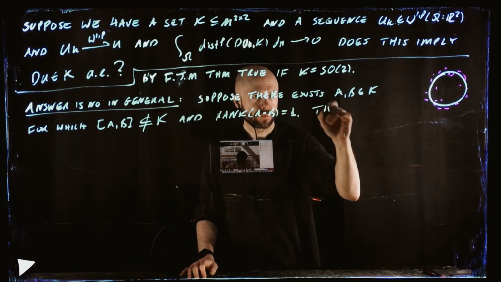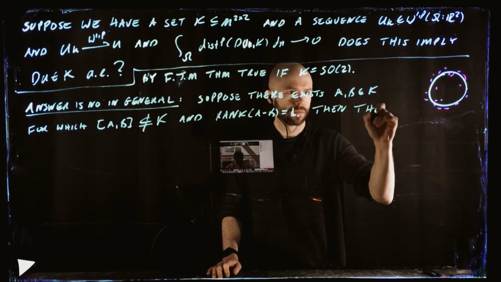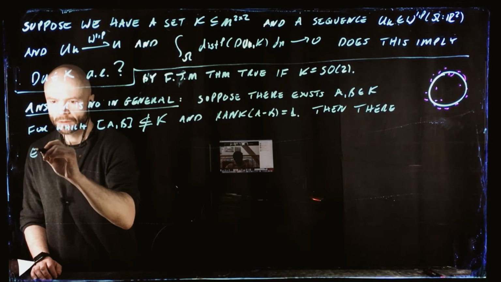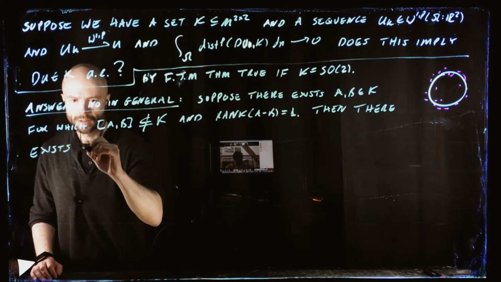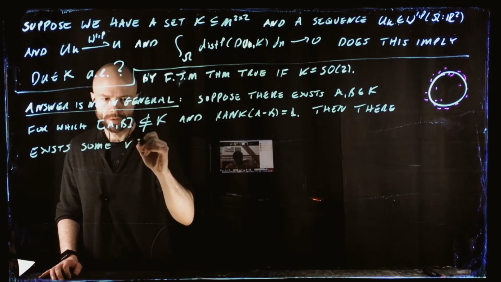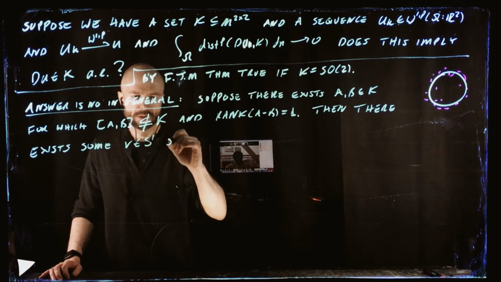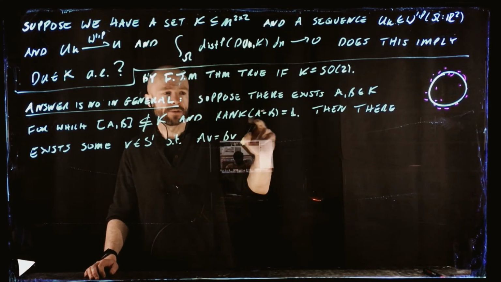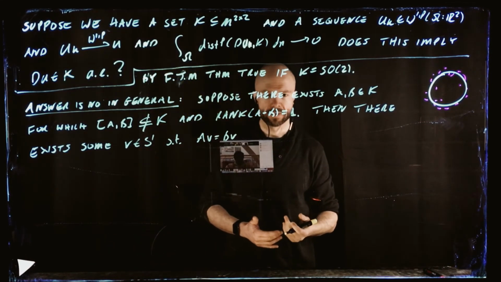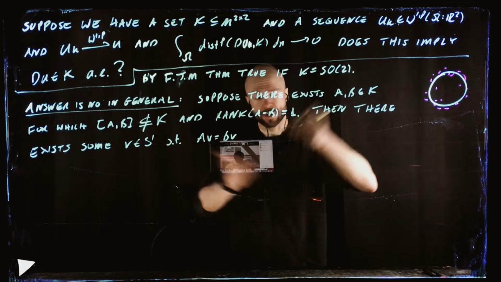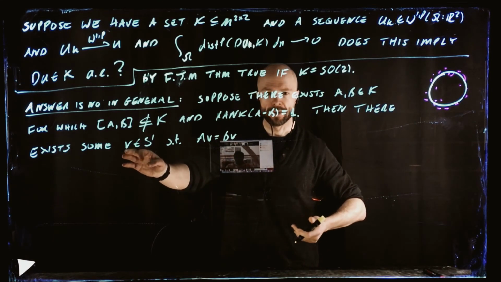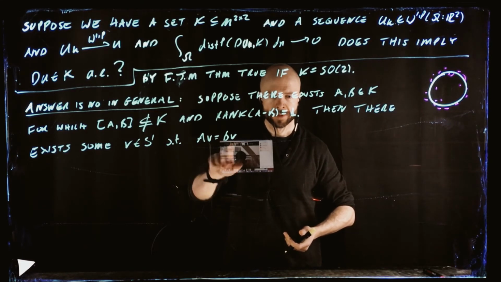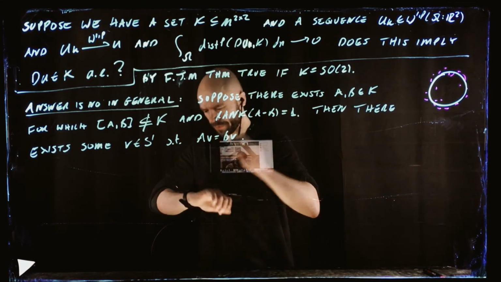Then there exists some V, let's take it to be of unit length, such that A of V equals B of V, right? So if the rank of A minus B equals 1, it's a rank 1 matrix, so the kernel is non-trivial, and we can just pick some V inside the kernel of unit length such that this is true. Yeah? Okay, so here's my claim.